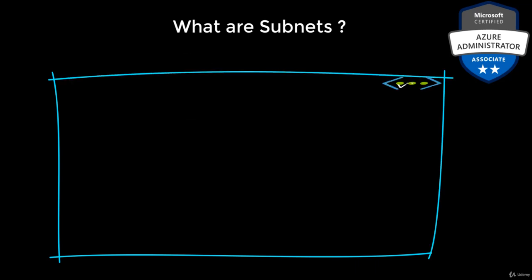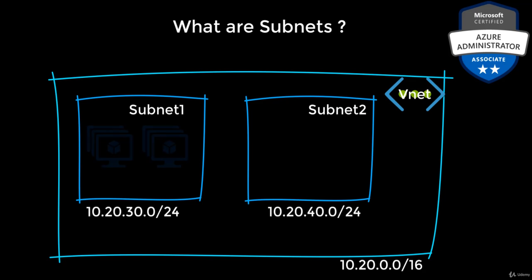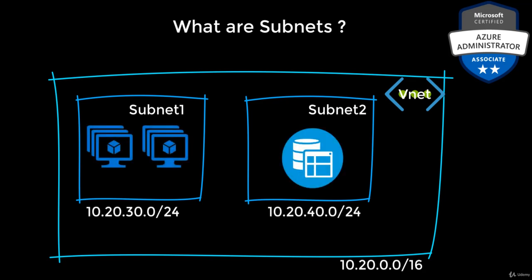A virtual network can be segmented into one or more subnets. A subnet or subnetwork provides logical divisions within your network. Subnets will help us improve the security, increase performance, and also make it easier to manage the network. Each subnet contains a range of IP addresses that fall within the virtual network address space.